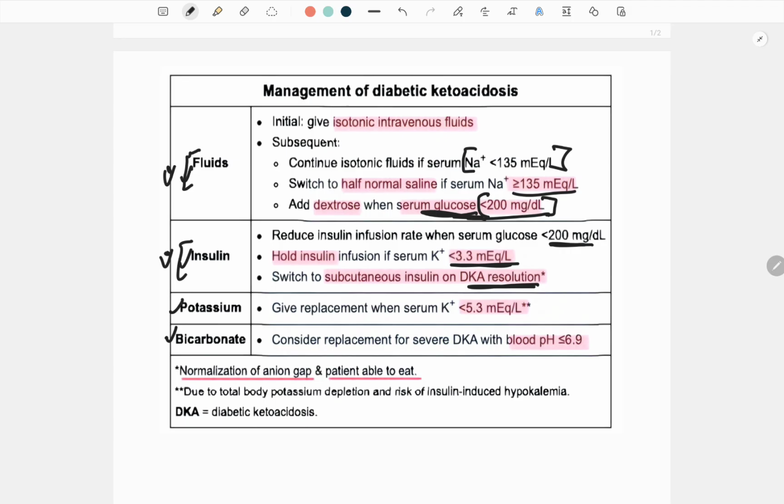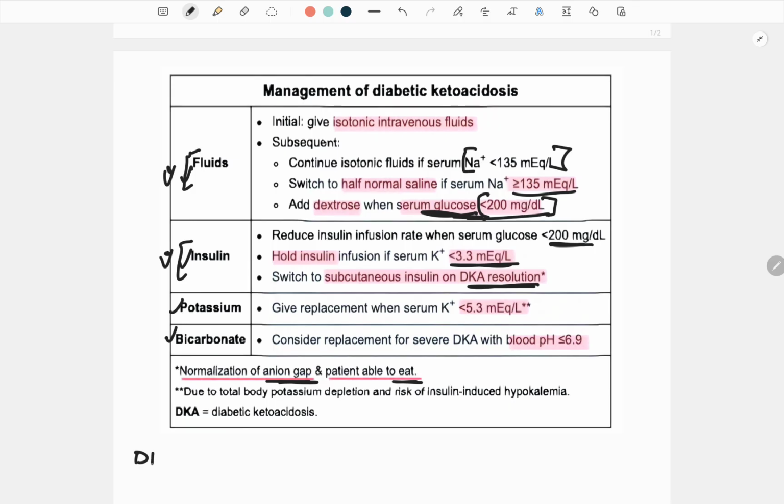Now we need to switch to subcutaneous insulin on DKA resolution. Now how do we know that DKA is coming to a resolution? So one thing is normalization of anion gap and the patient is able to eat. Then we will switch from intravenous insulin to subcutaneous insulin. Talking about potassium, we only give the replacement when potassium level is less than 5.3. Talking about bicarb, we need to consider replacement for severe DKA if blood pH goes less than or equal to 6.9.